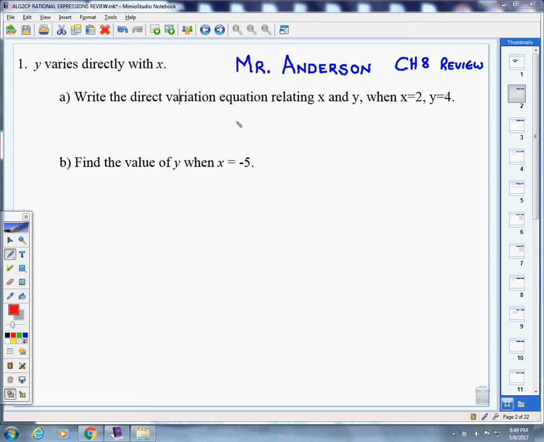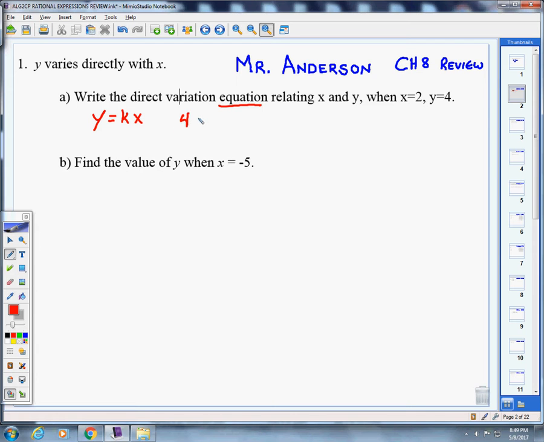I want to look at the first 5 problems of the rational expression review sheet. Problem number 1, y varies directly with x. Write the direct variation equation relating x and y when x equals 2, y equals 4. Direct variation, we have this relationship, y equals some constant times x. And then we need to find this constant in order to have the equation that's asked for in the instructions. So let's plug in 2 for x and 4 for y, and we'll solve for this constant here.